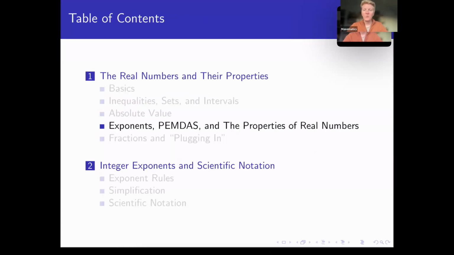Okay. We continue. We got a little bit more to talk about. Again, I know this presentation is very long. Not all of them are going to be this long, I promise. So let's talk about some exponents, some PEMDAS, and wrap up. I'll start to wrap up the section with the properties of real numbers, and then we have one more subsection after that. But the section called the real numbers and their properties, we're going to summarize all those properties there.